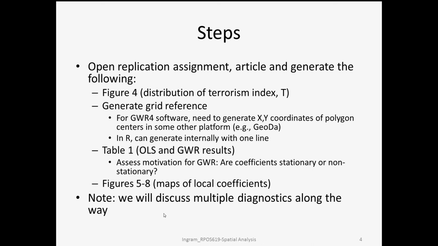And then we're going to replicate the main set of results reported in Table 1, the OLS or global regression, and the GWR results. And then finally, we'll visualize the main set of results, the local coefficients, by reproducing figures 5 through 8. Throughout, we'll discuss multiple diagnostics, so we'll keep coming back to this issue of motivating the geographically weighted regression. So let's go to the original article, the replication assignment, and then move into R.